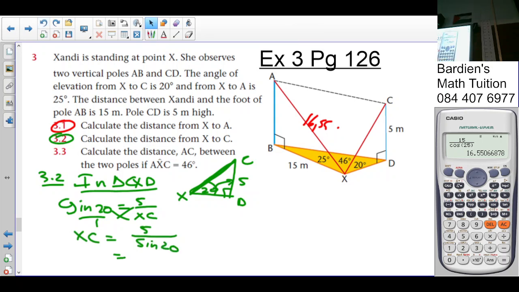So that's my calculator. Did I put 15 here? So this is wrong. No, it's right. So we got 5 over sine 20, going to be 14,62. 14,62 meters.